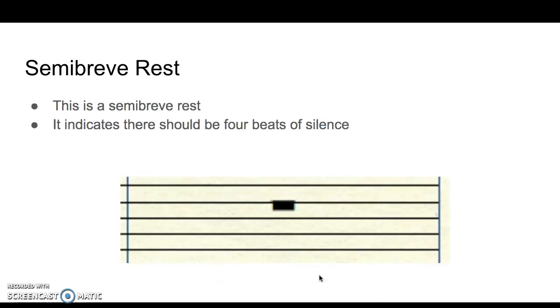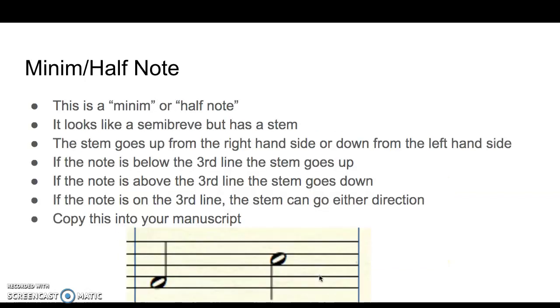It has an equivalent rest. This is a semibreve rest, just a rectangular block hanging from the 4th line of the stave. And it's the opposite of a semibreve. A semibreve rest means there should be 4 beats of silence, as opposed to a note that lasts for 4 beats. After this, we have a minim, or a half note.